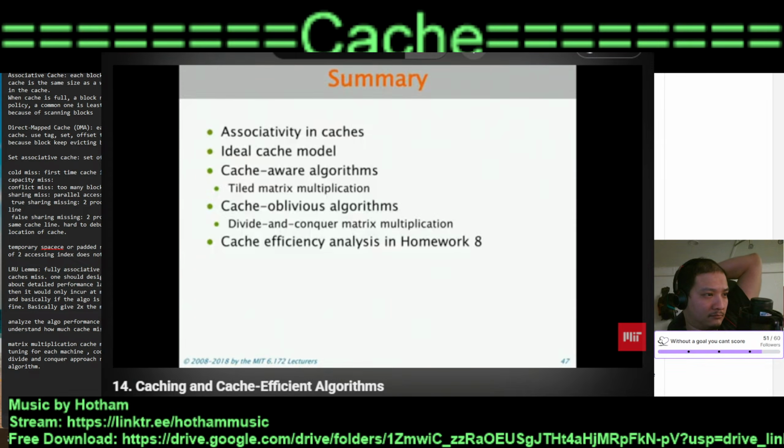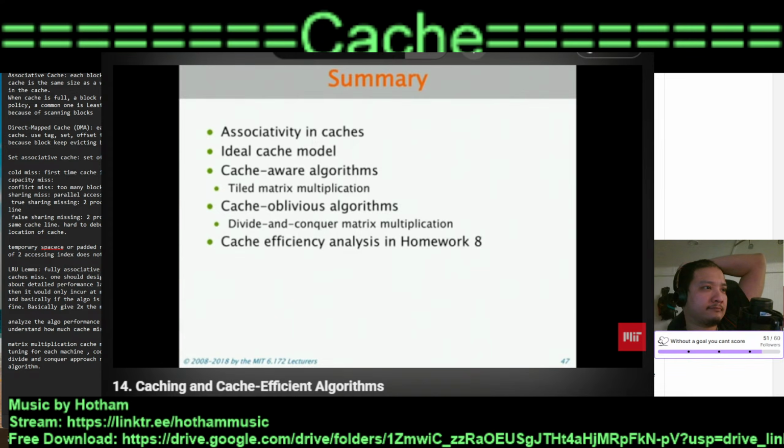So here's a summary of what we talked about today. We talked about associativity in caches, different ways you can design a cache. We talked about the ideal cache model that's useful for analyzing algorithms. We talked about cache-aware algorithms that have explicit knowledge of the cache, and the example we used was tiled matrix multiply. Then we came up with a much simpler algorithm that was cache oblivious using divide and conquer.